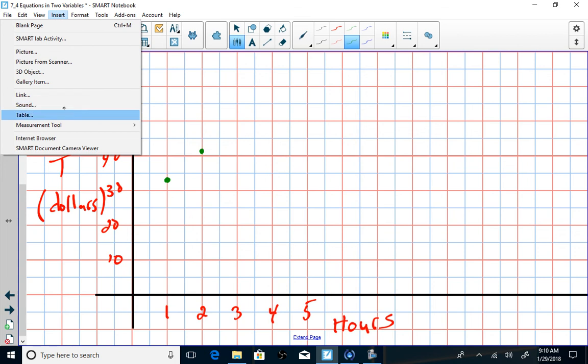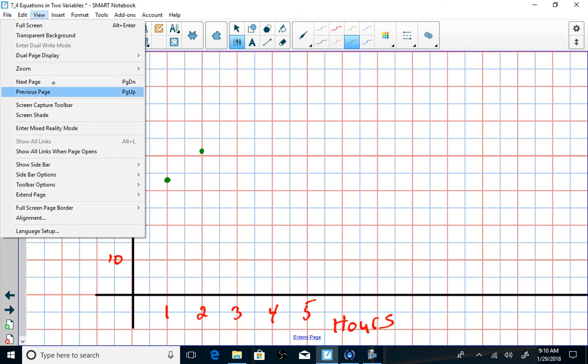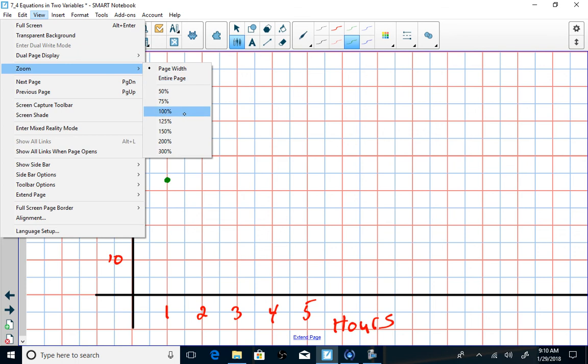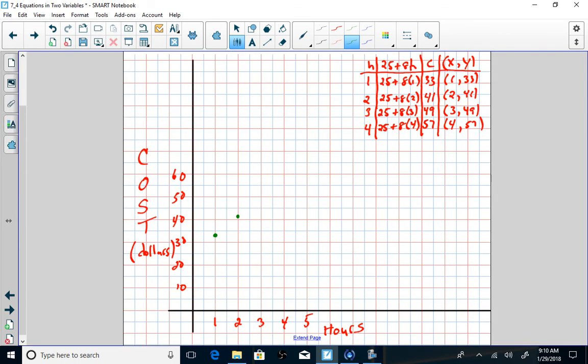Let me zoom this out a little bit to make it a little bit easier to see. View, zoom, and we're going to zoom to, let's say, 100. That's a little better so we can see the whole picture. Okay.